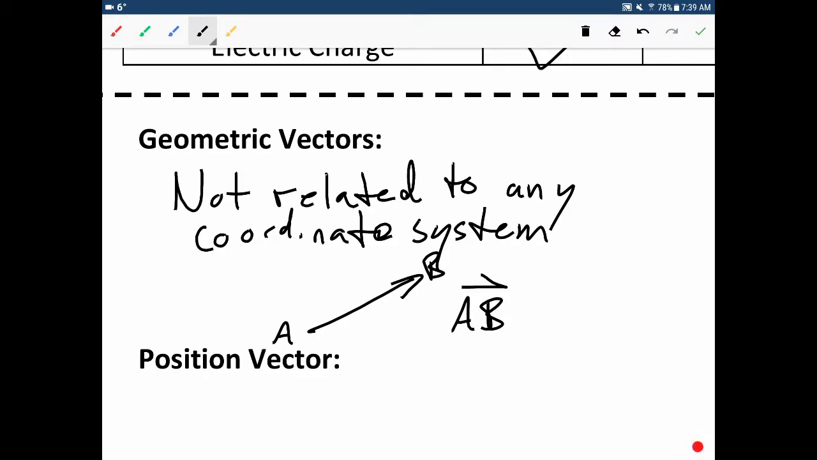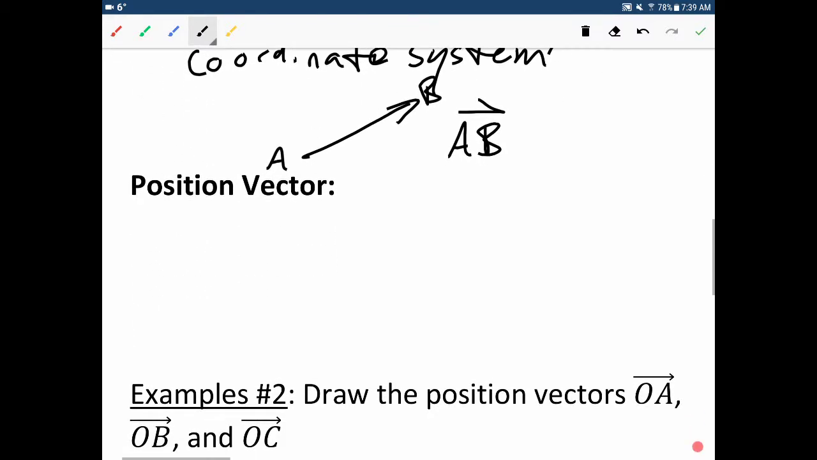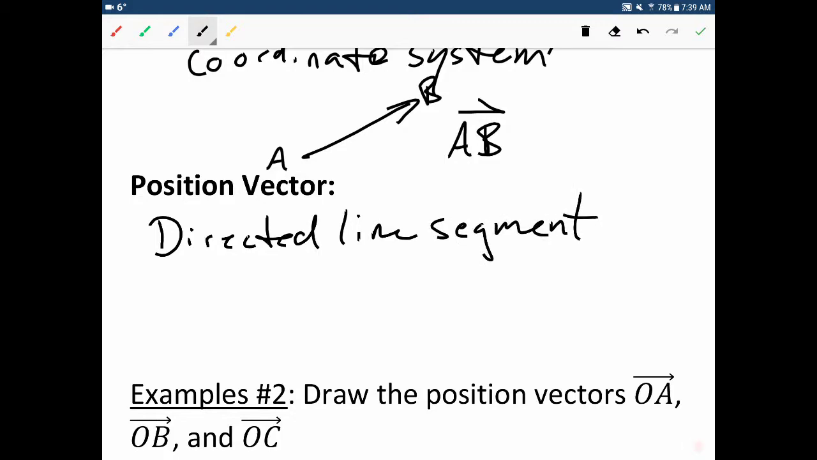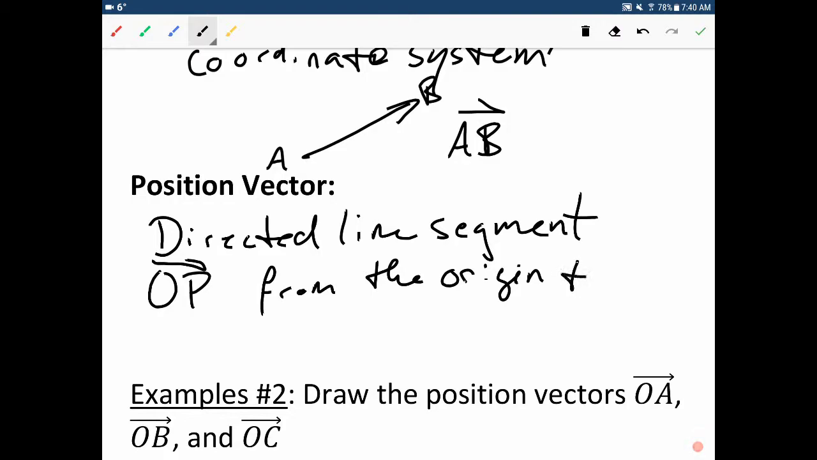Then let's jump down to the position vector here. This is a directed line segment from the origin to a point, which we're going to call OP, because it'll go from O to P, from the origin to a point P.